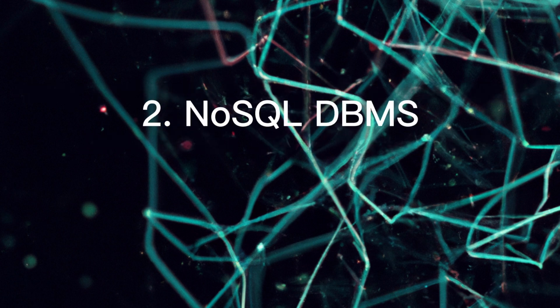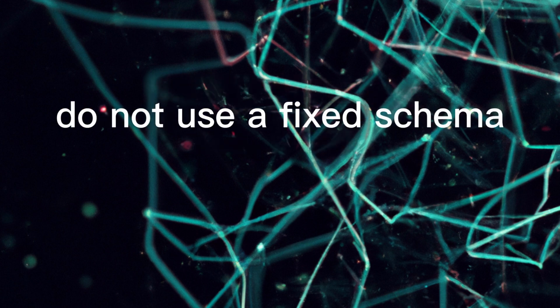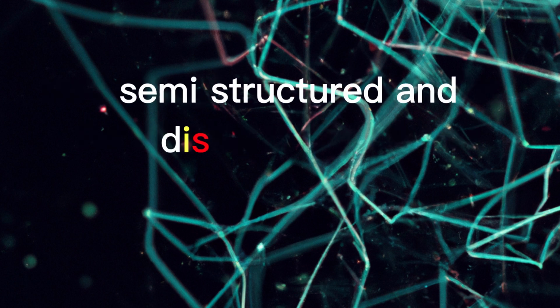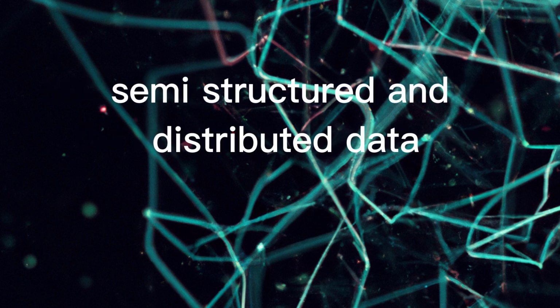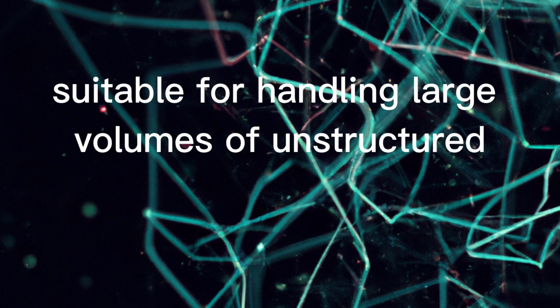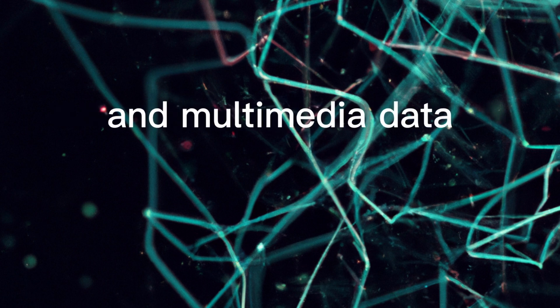2. NoSQL DBMS. NoSQL, not only SQL, DBMS do not use a fixed schema and provide more flexibility for storing unstructured, semi-structured, and distributed data. Examples include MongoDB, Cassandra, Redis, and Amazon DynamoDB. Suitable for handling large volumes of unstructured or semi-structured data, such as social media data, sensor data, and multimedia data.